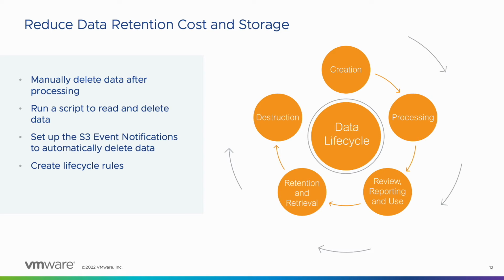Another somewhat manual method is to write a script to delete old data. There are also options to automate the process. We can set up the S3 event notifications to automatically delete data once it's processed, or we can create a lifecycle rule to delete the data based on a specific rule, such as deleting it after 30 days. I'd like to show a quick demo of these options so you can determine which is best for your organization.